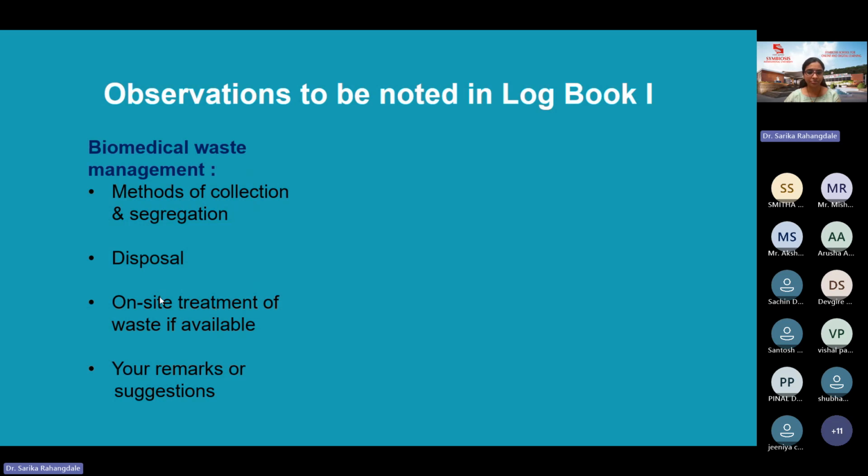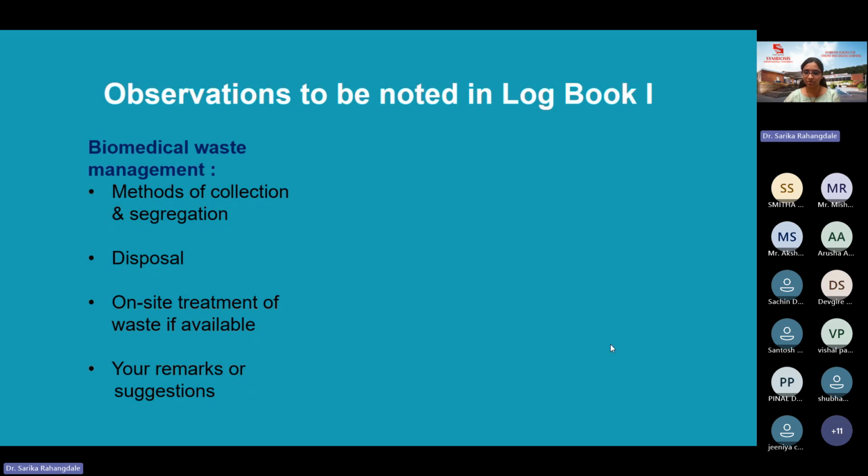How is the waste disposed of? Is there any on-site treatment of the infected instruments, needles, or waste which is generated or not? Are all the healthcare workers involved in handling biomedical waste given regular training and immunization against diseases like hepatitis B and tetanus, right?